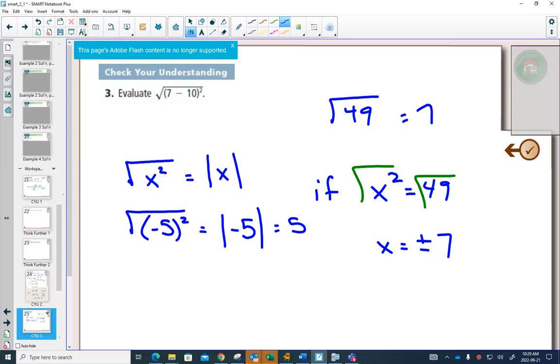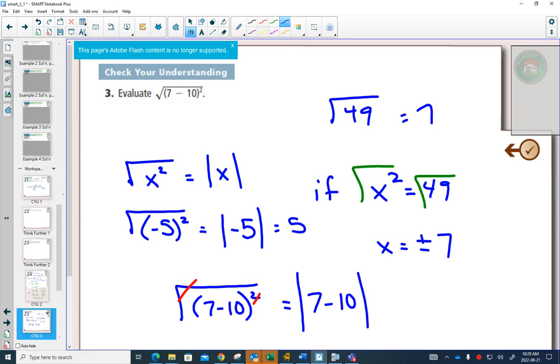So the question that we have here is, what is the answer to the square root of (7 minus 10) all squared? A lot of students will just say, oh, these cancel out, and just write 7 minus 10, but that would be wrong. They will cancel, but it'll be the absolute value of 7 minus 10. 7 minus 10 is negative 3. So the answer is positive 3.